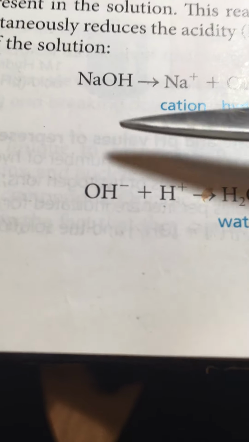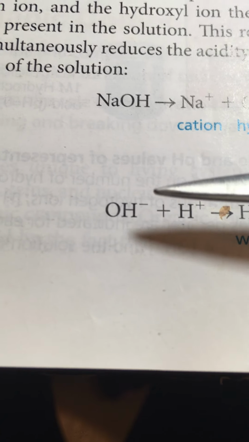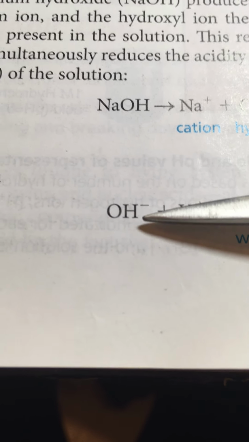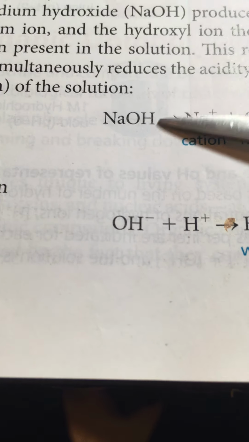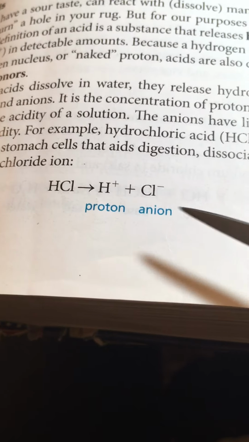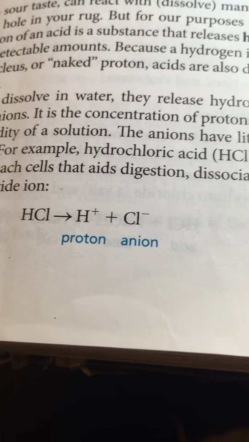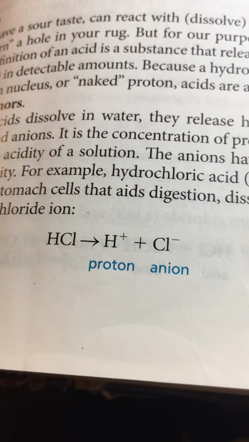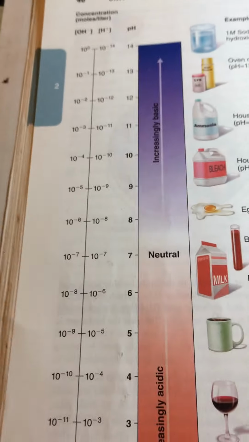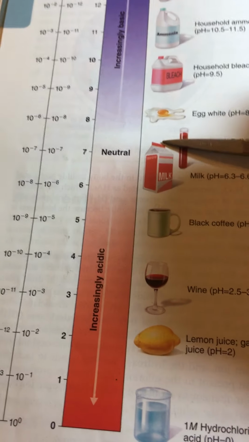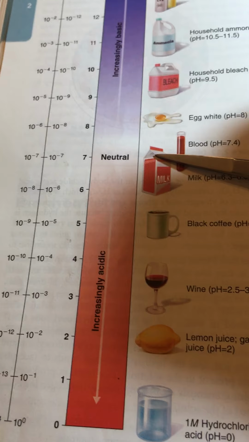Anything that donates a hydrogen ion like this would be considered an acid. Anything that donates a hydroxide ion to a situation would be considered a base. So sodium hydroxide is a base, and hydrochloric acid is an acid, because they're making contributions of a specific nature in this regard. And we're measuring the amount of, in essence, hydrogen ion in any given situation.